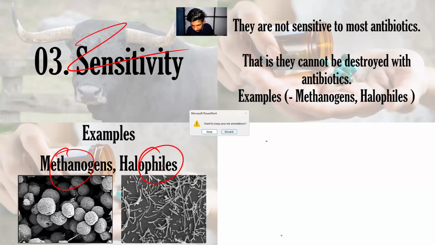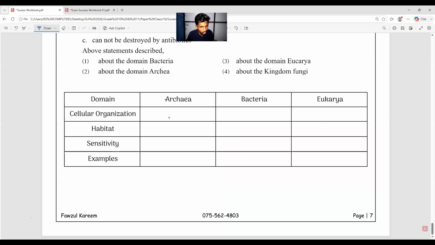Now come to the chart. There's a small chart here, right? For domain archaea, you know the cellular organization. What kind of cellular organization? Prokaryotic. Habitat, where do they live? Extreme conditions. Sensitivity, they are not sensitive to antibiotics. Antibiotics mean medicines. Not sensitive.